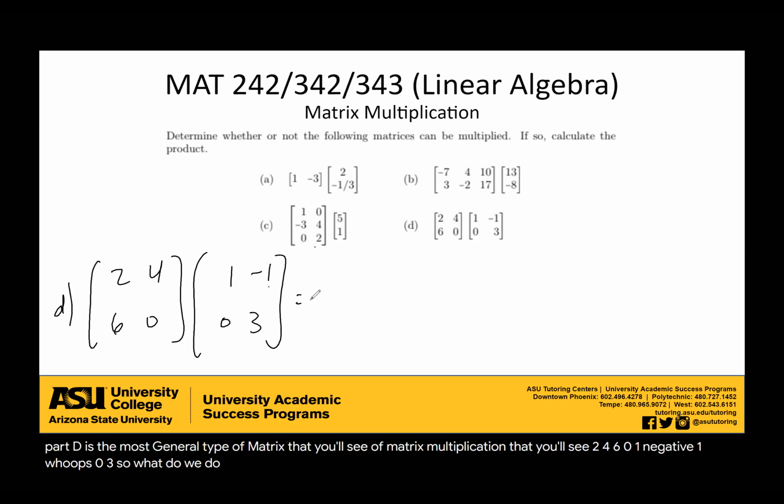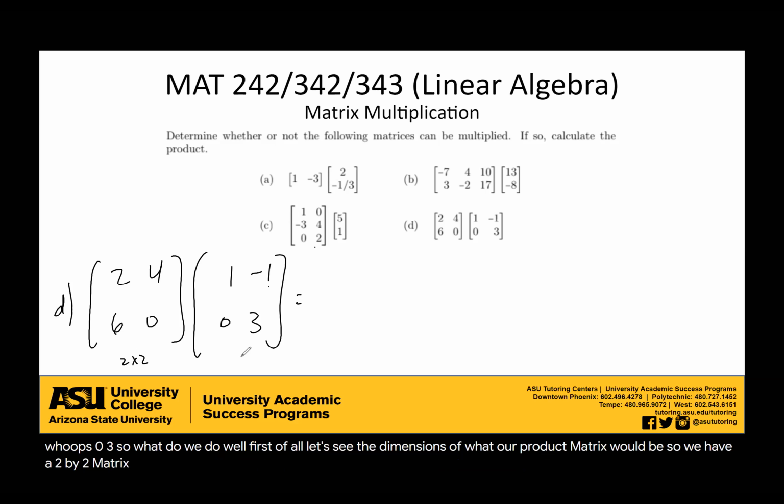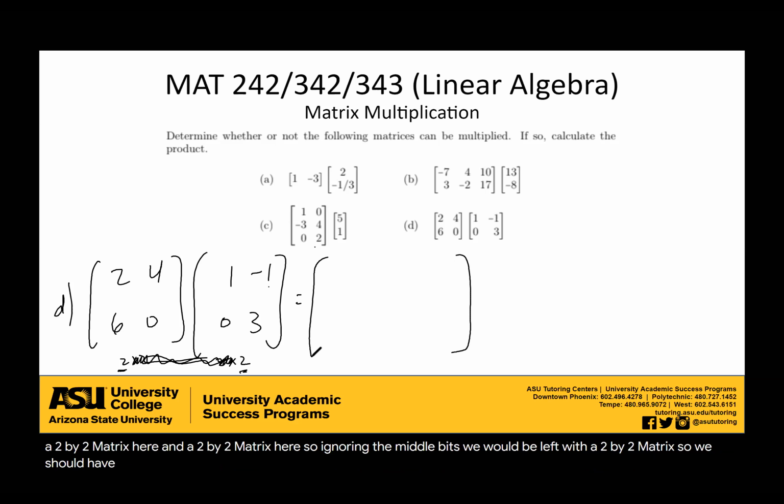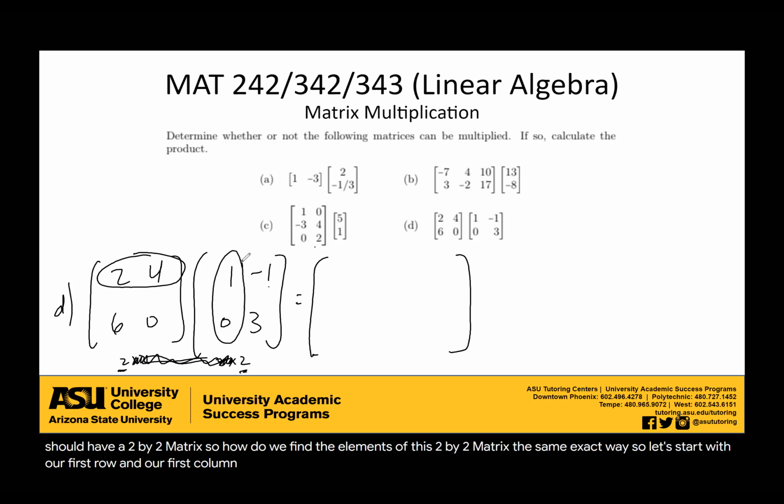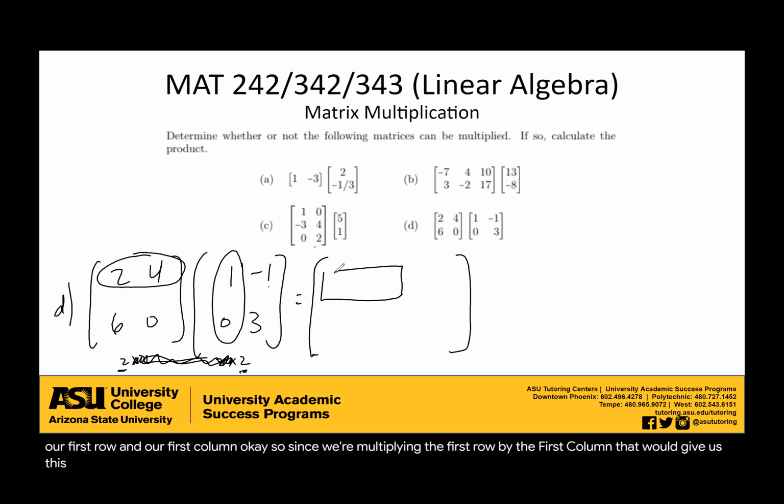So what do we do? Well, first of all, let's see the dimensions of what our product matrix would be. So we have a 2 by 2 matrix here and a 2 by 2 matrix here. So ignoring the middle bits, we would be left with a 2 by 2 matrix. So how do we find the elements of this 2 by 2 matrix? The same exact way. So let's start with our first row and our first column. Okay. So since we're multiplying the first row by the first column, that would give us the position of our matrix that's in the first row and in the first column.